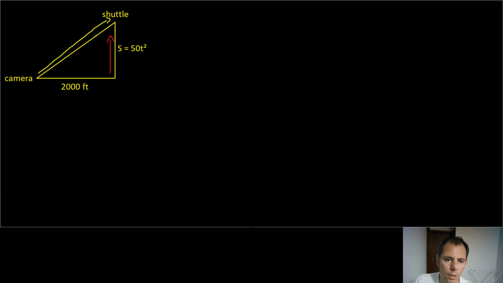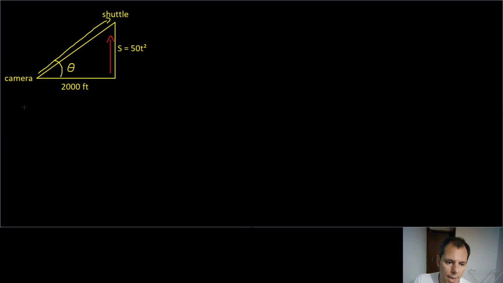The shuttle's up here. As this camera points to the shuttle, this angle right here increases, okay? This is the angle theta, and it's increasing. This s right here is the function with respect to time that says where the shuttle is going to be according to time t in seconds. So for example, in the first second, the shuttle is going to be at 50, right? Because 1 squared, 1 times 50, 50, it'll be at 50 feet. In the second second, it's going to be 2 squared, 4 times 50, 200, it'll be at 200 feet.